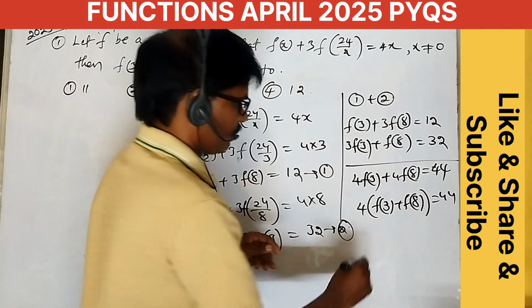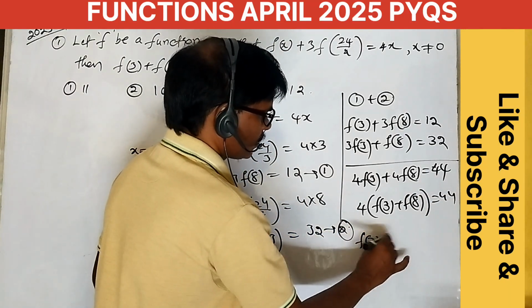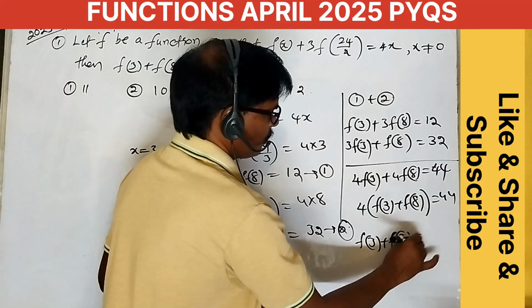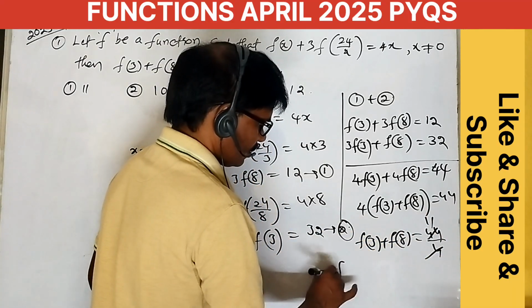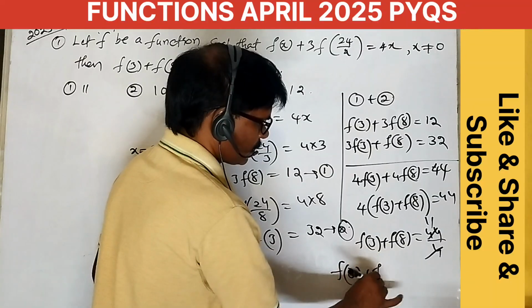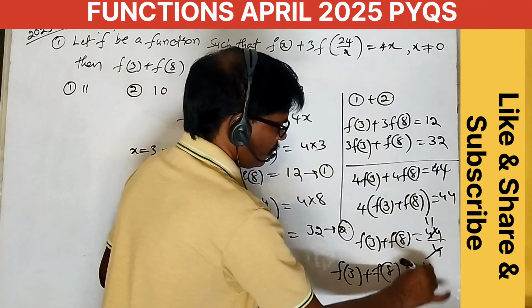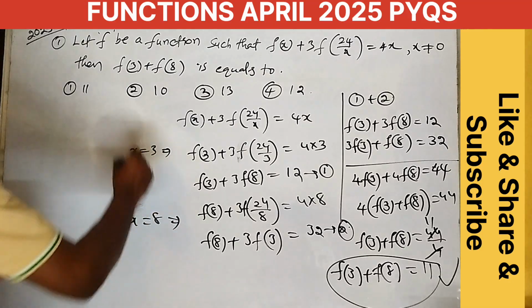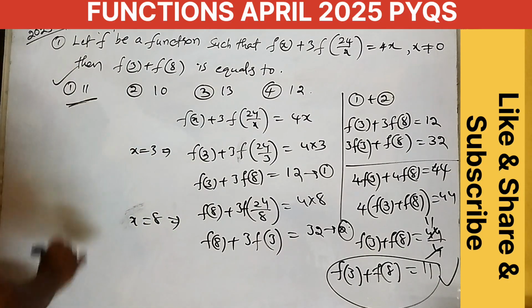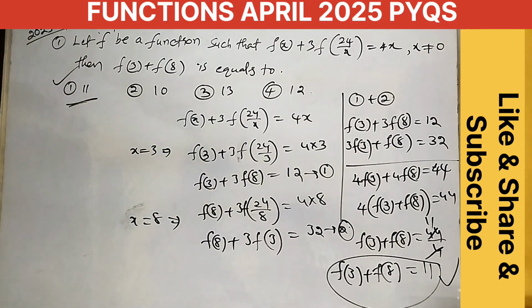f of 3 plus f of 8 equal to what? 44 by 4, the 4s cancel, so f of 3 plus f of 8 equal to 11 is our answer. Option 1 is correct.